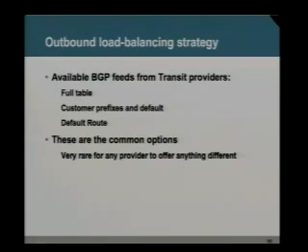Well, the BGP feeds available from transit providers these days tend to be these. You either get the full table, or you get customer prefixes and a default route. This one seems to be getting more and more common. I can't really quite work out why this is. They send the customer ASs and the default. And you get the default route. So they send just 0.0.0.0/0. These are the common options. I find it very, very rare these days for any provider to offer anything else. I mean, there's nothing wrong with it. I'm just saying this is what it seems to have fallen into now.